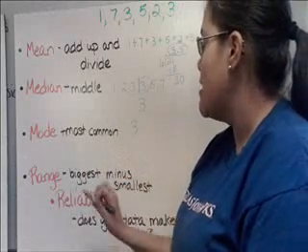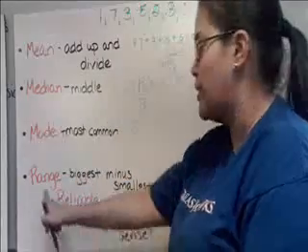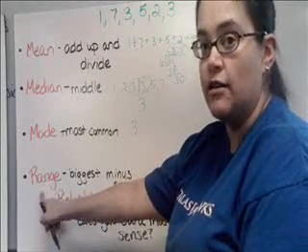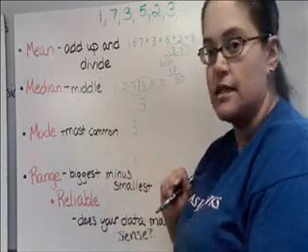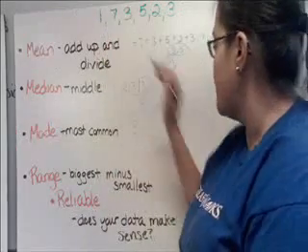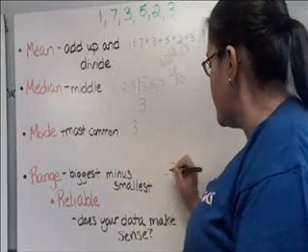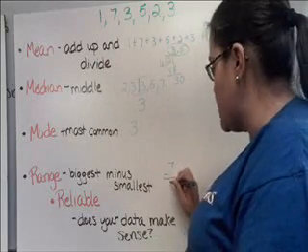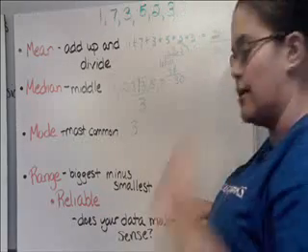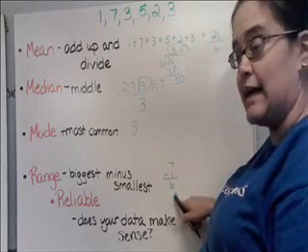Okay? And the last one is range. And we're going to use range almost every single investigation. So you take the biggest number minus the smallest. So my biggest number is 7, and my smallest number is 1. So 7 minus 1 is 6. So my range for this set of data is going to be 6.